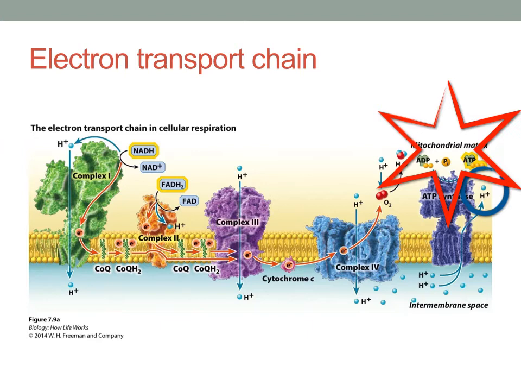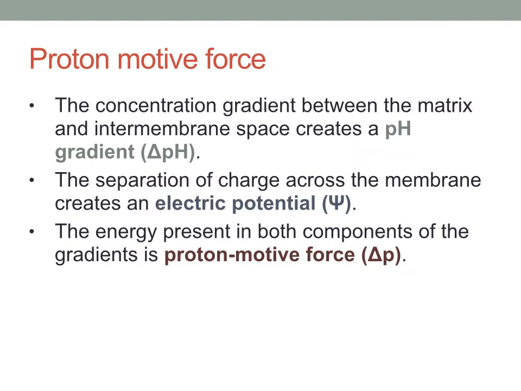So this use of the gradient of protons to form ATP is called the proton motive force. It says what it has to say. It means that you use the motive force, in fact the force of motion of the protons, to make ATP.